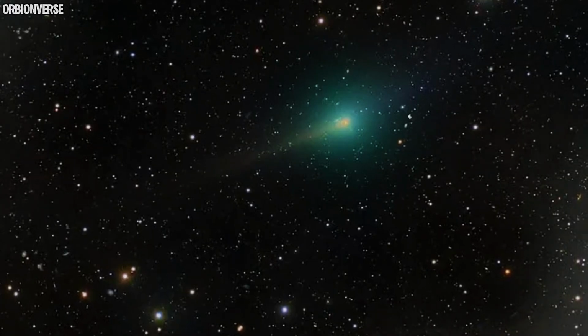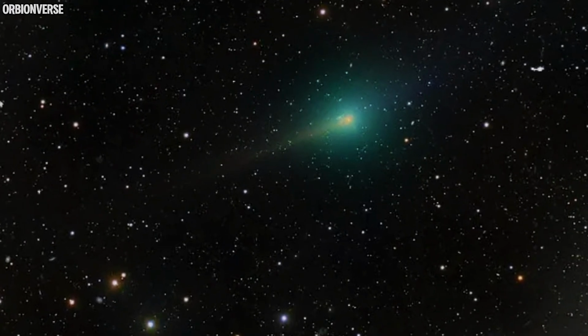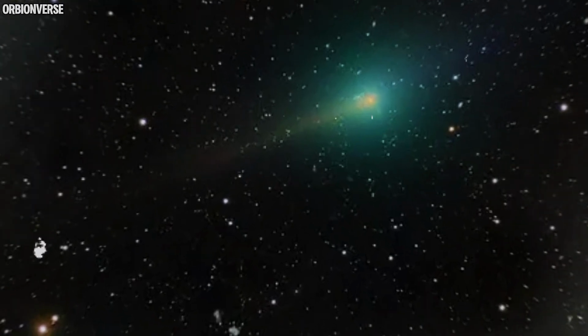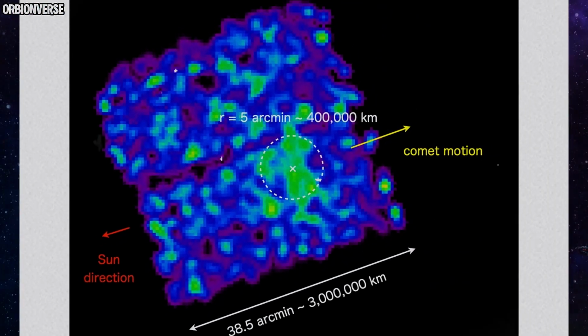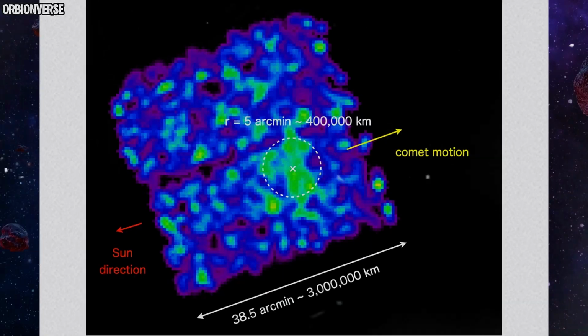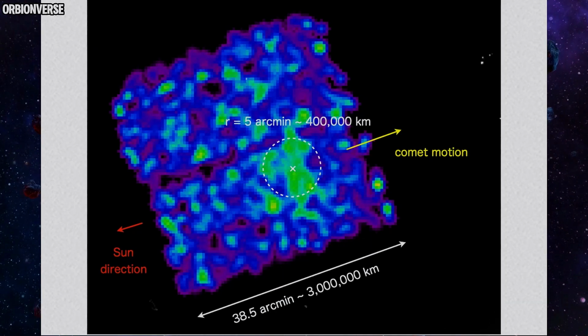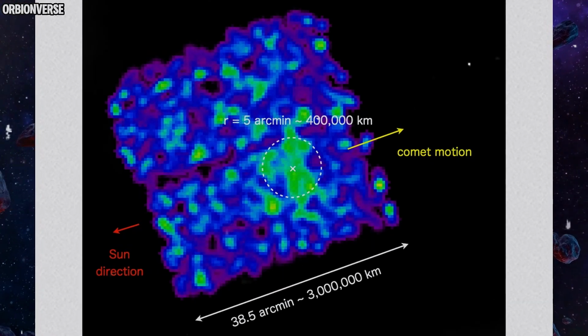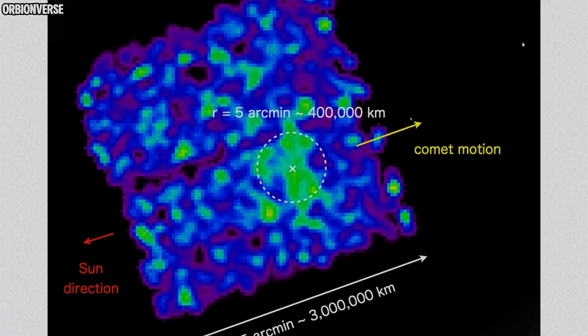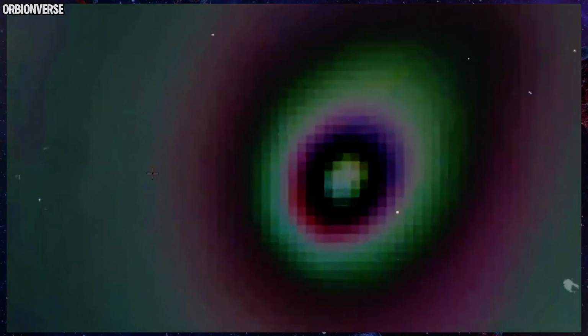What makes it truly puzzling is when this is happening. 3I Atlas passed its closest point to the Sun weeks ago. By now, heating should be decreasing. Activity should be slowing. Any sunward-facing dust features should be weakening or disappearing altogether. Instead, the anti-tail remains sharply defined.